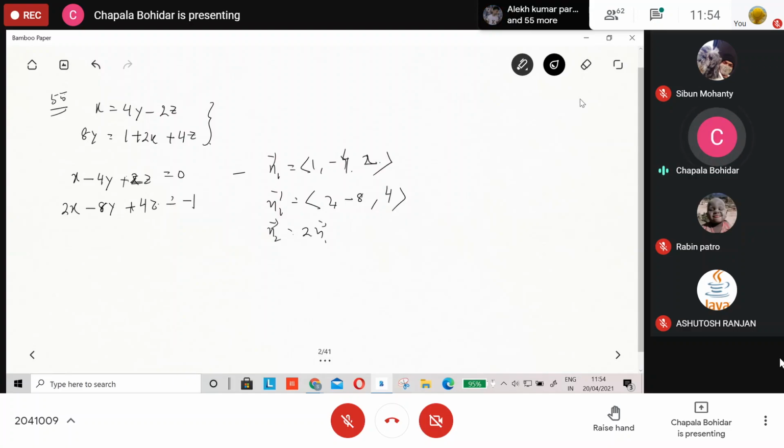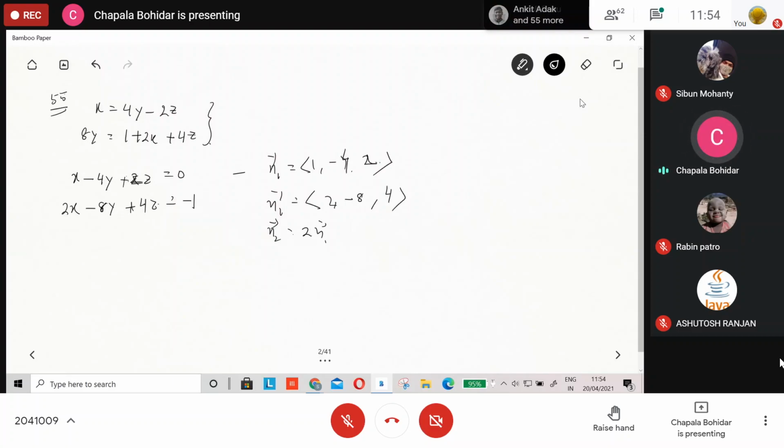So what do we say? We say they are parallel. The question is asking whether they are parallel, perpendicular, or neither. If neither, then find the angle. Since they are parallel, it is not necessary to find the angle. Question 55 is over.